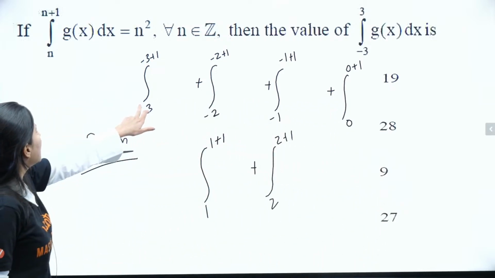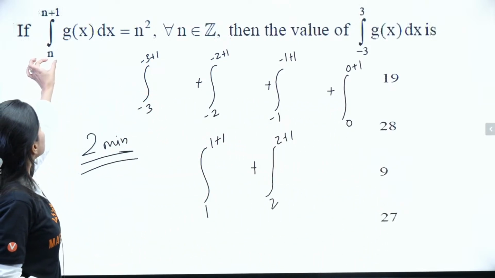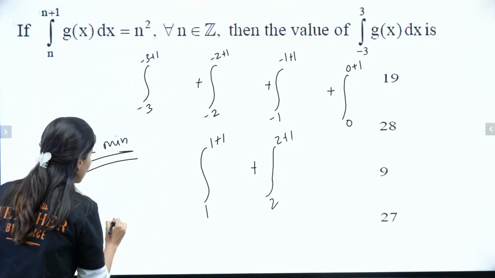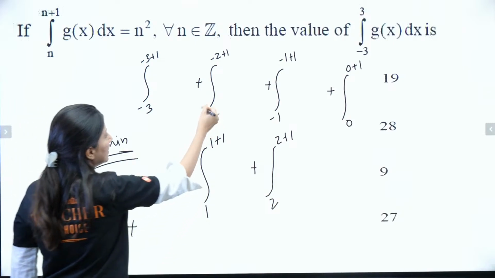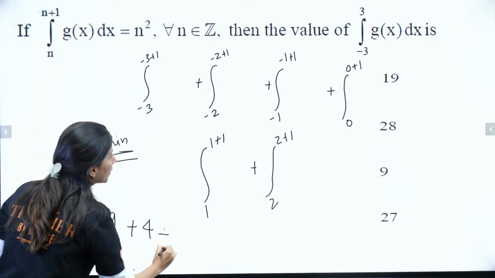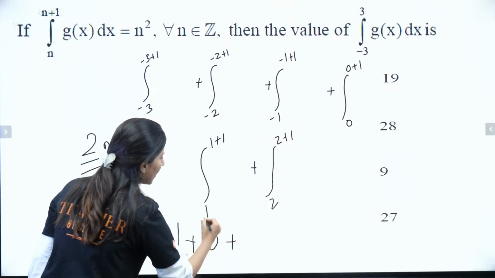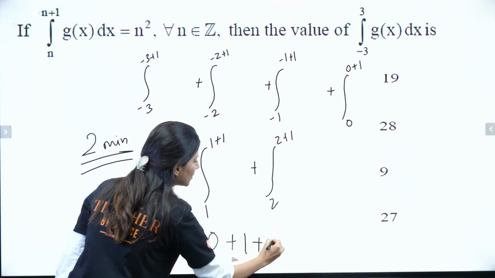Okay, so this answer will be what? So this is n square, the lower limit square. So this is minus 3 square, which is 9, plus this is minus 2 square, this is 4. This is minus 1 square, then we have 1, then we have 0 square, then we have 1 square, 1, then we have 2 square, 4.